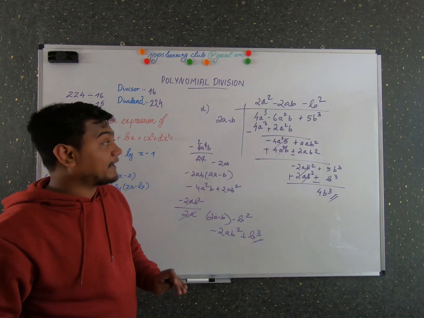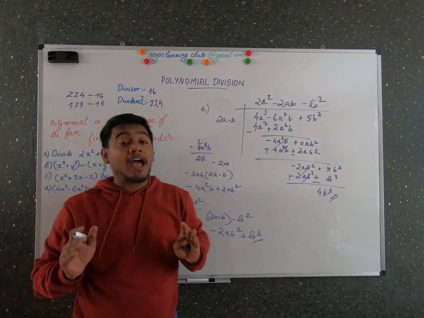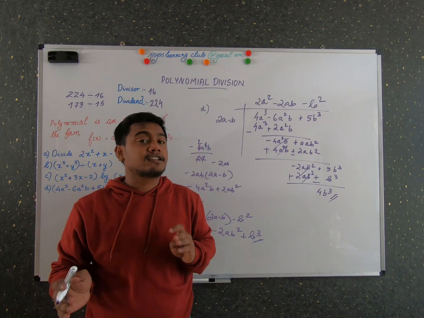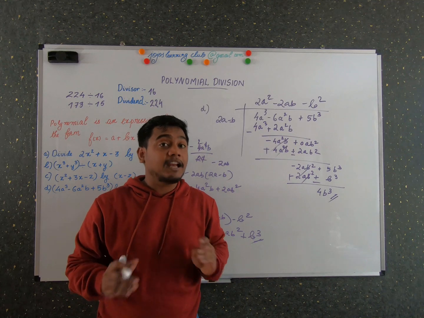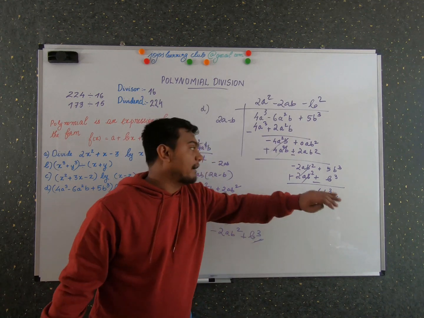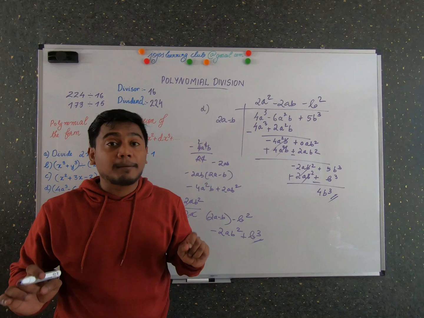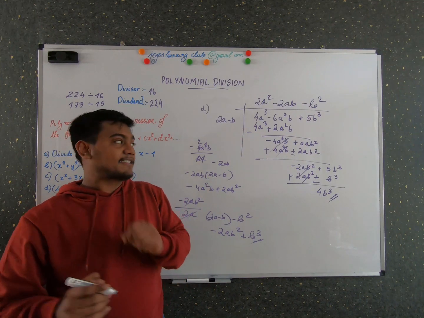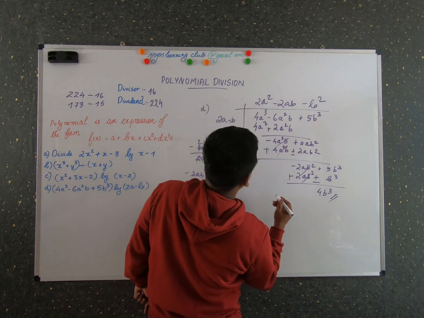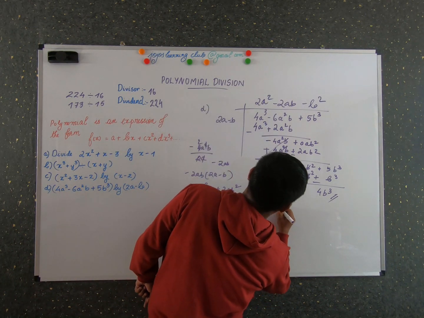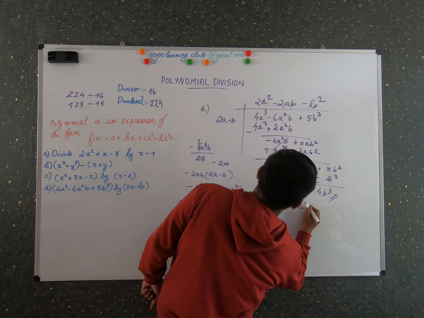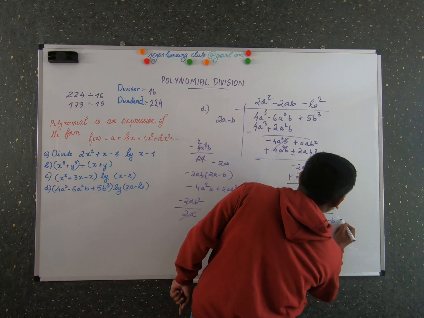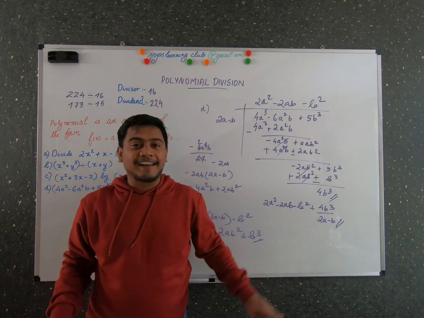And how can you express it? As I said, when you have an improper fraction, this is similar to an improper fraction and it is not completely divisible. When it is completely divisible, you will get a remainder 0, but we have a remainder here. So when you have a remainder, you have to write quotient plus remainder divided by divisor. So let's write that. What is the quotient over here? 2a square minus 2ab minus b square plus 4b cube divided by 2a minus b. So this is your final answer.